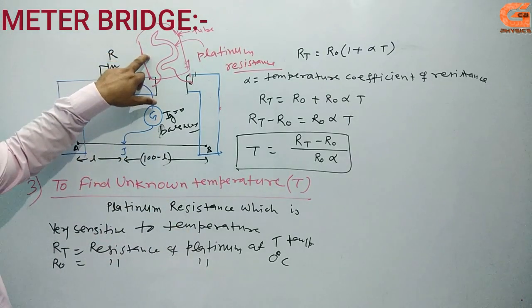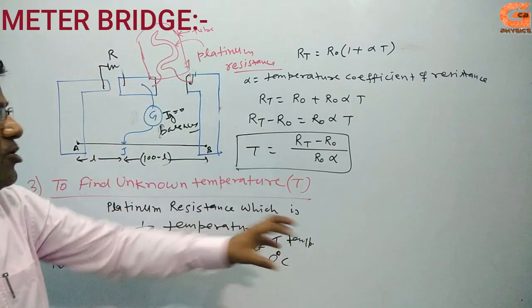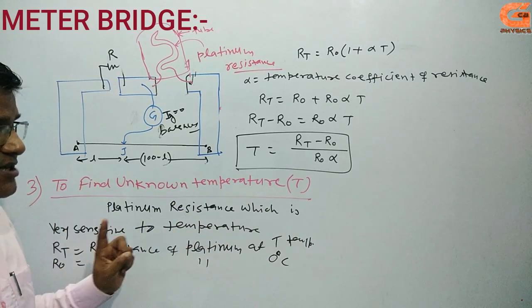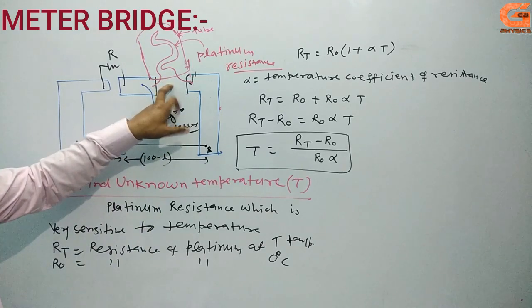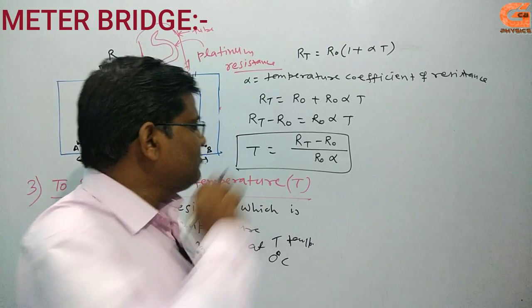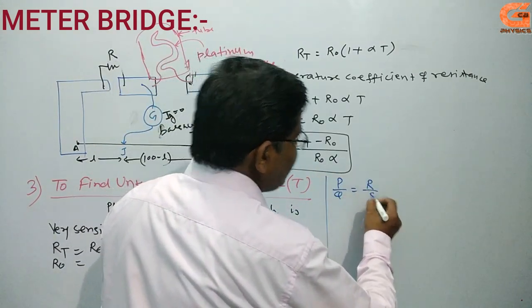This is a platinum resistance. First of all, this platinum resistance is put inside a liquid or medium which has a known temperature T, and the resistance at that temperature can be found with the help of the Wheatstone bridge principle. That means P by Q equal to R by S.